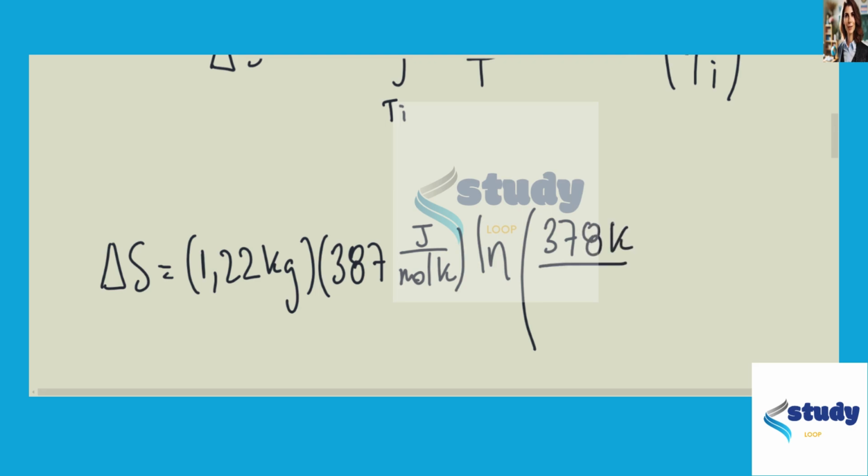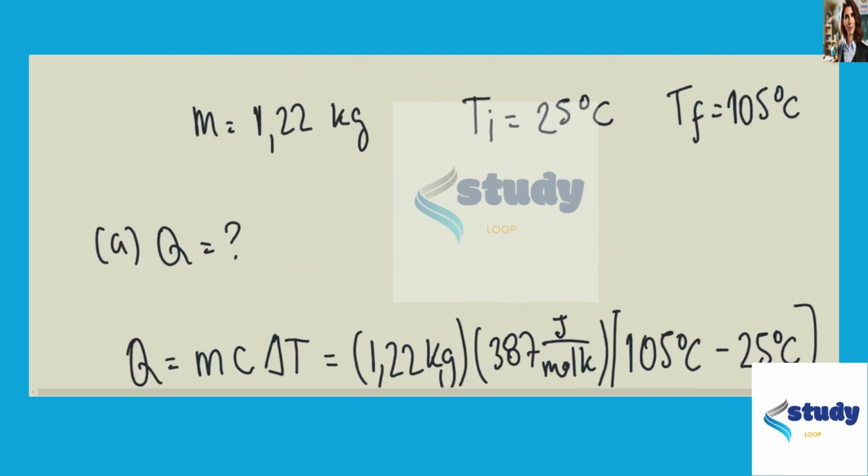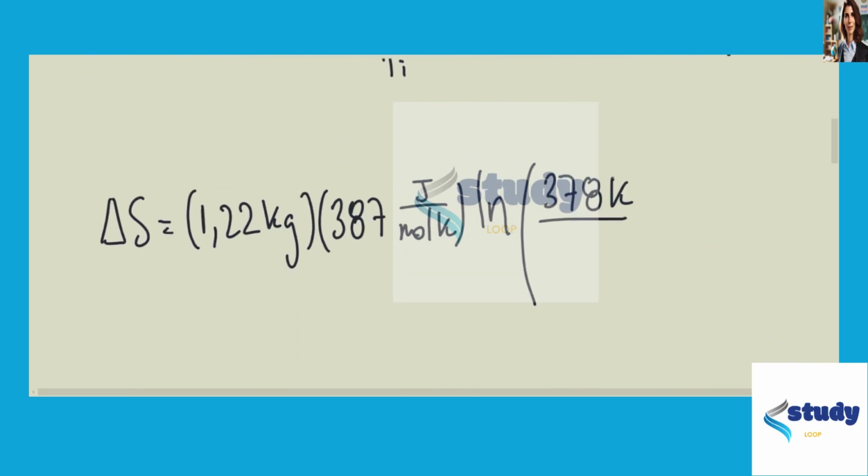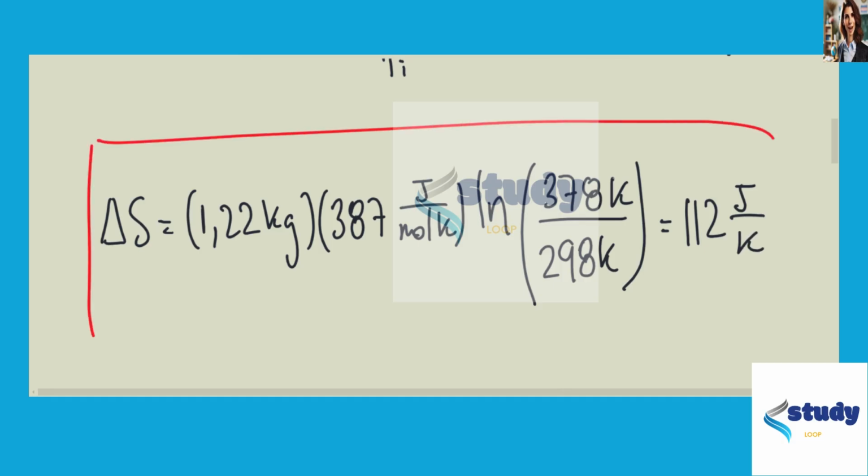378 Kelvin. That's because we convert the final temperature from Celsius degrees by just adding 273. So we obtain that in Kelvin, and to the initial temperature we also add 273. And for that we obtain a value of the initial temperature of 298 Kelvin. So from this we obtain a change in the entropy of 112 joules per Kelvin. So that's the solution for this problem. Thank you.